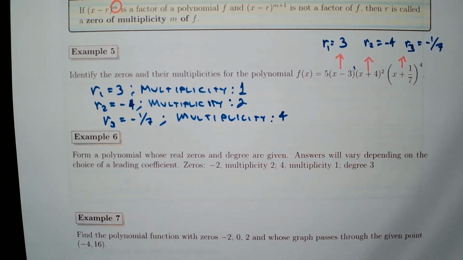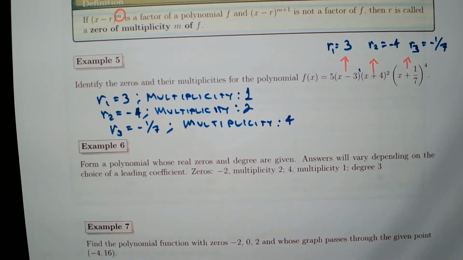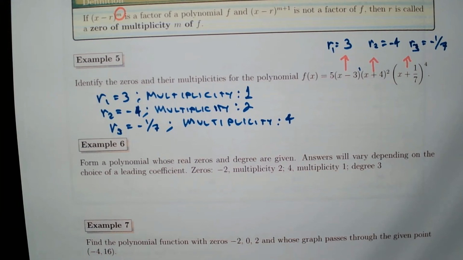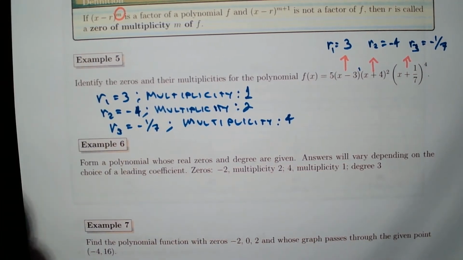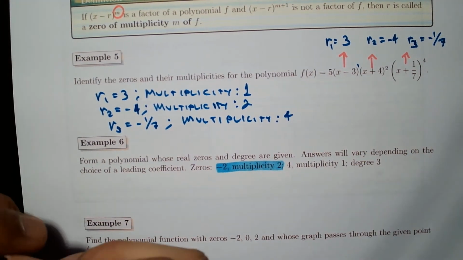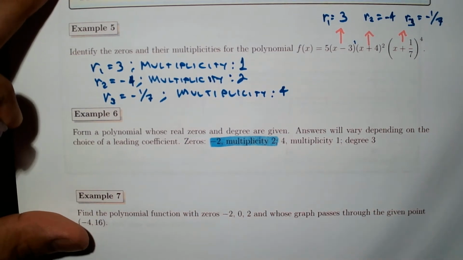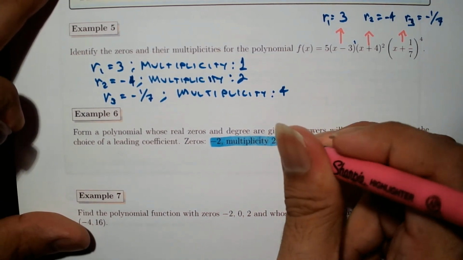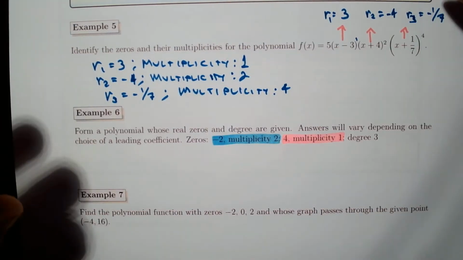So in the next example, let's form a polynomial whose real zeros are given and their degree. They're giving us that one of the zeros is negative 2 with a multiplicity 2. And the other piece of information is that the other zero is 4 of multiplicity 1, and the overall degree is 3.